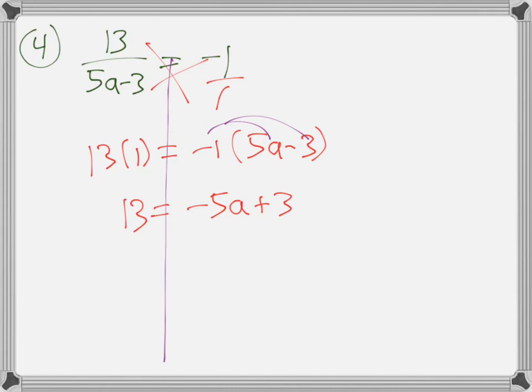We good? All right, so A is saying it wants to be alone. That's what the letters are always saying. So how do we get A alone? Subtract that 3.